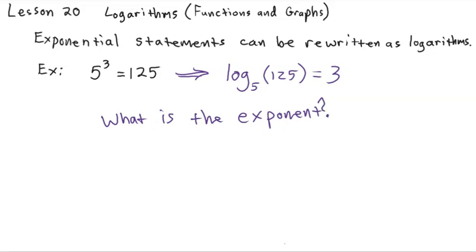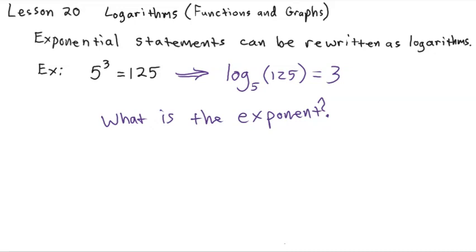Okay, so what this is saying is: what exponent on 5 will give us 125? 5 to what power will give us 125? Well, we know that 5 to the third power is 125, so the exponent on 5 that gives us 125 is 3. So log says what is the exponent, and in this case the exponent is 3.